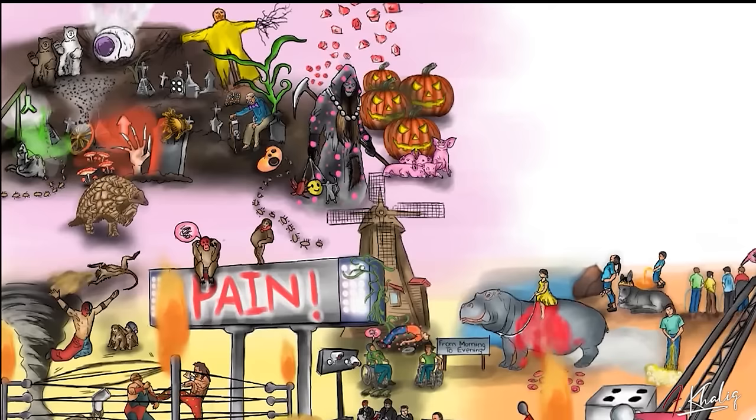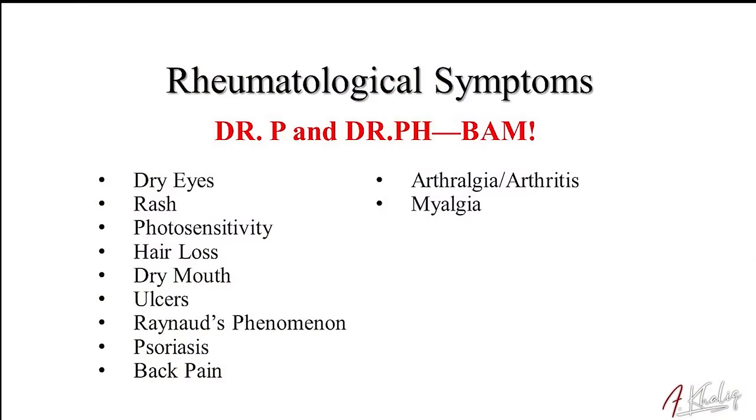And woohoo! Our dermatology is done. And now it's time to move into the rheumatology section, where we have two doctors, Dr. P and Dr. PH, also known as Dr. Peter and Dr. Peter Henderson. And I don't know why Dr. P punches Dr. PH. Bam!